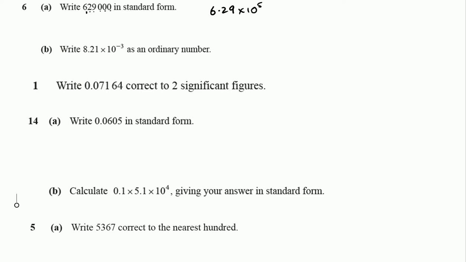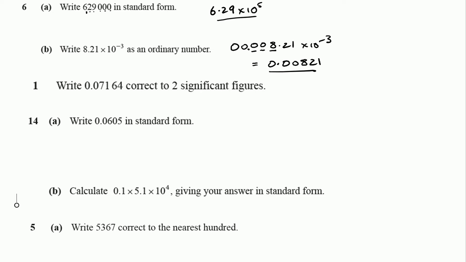8.21 times 10 to the minus 3 as an ordinary number. Well, I'm going to start off by sticking some zeros in front of my 8.21. That 10 to the minus 3 is going to move the decimal point in the direction of the minus numbers. It's going to move it to the left. It's going to jump over the 8 and the next two zeros because it's got 3 jumps to make. So it would end up here. My answer is going to be 0.00821.